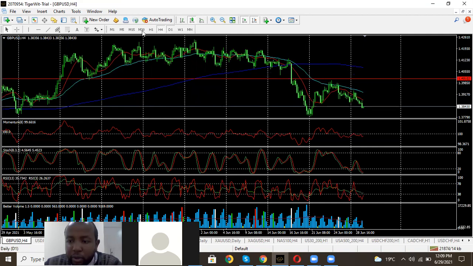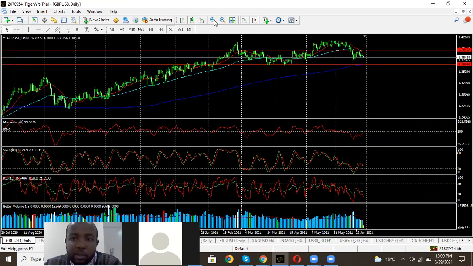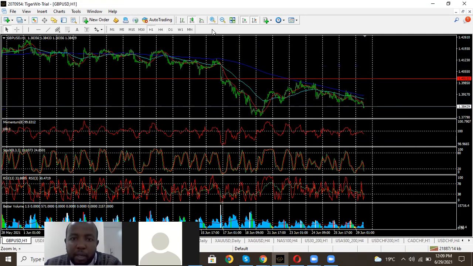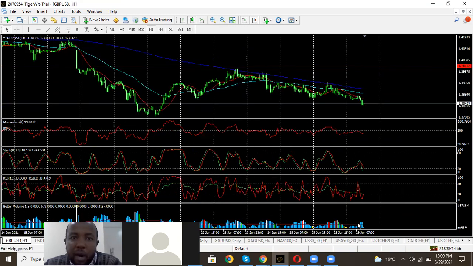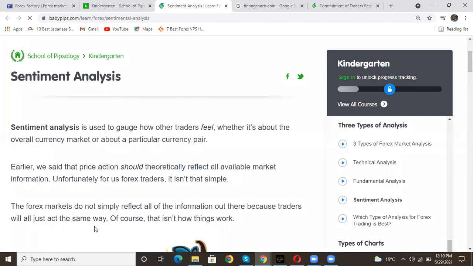Then I can also check D1 later on. But right now I'm really interested in the 1 hour, between now and the end of the day, what will be happening. There's very low volume, as you can see. I also have this indicator called beta volume, which usually just tracks where the volume is. So let's go to the theory first, then we are going to touch the practical later. I think that's better.